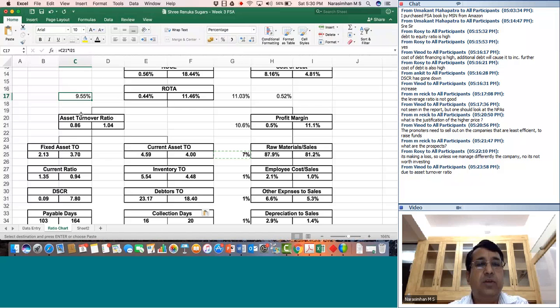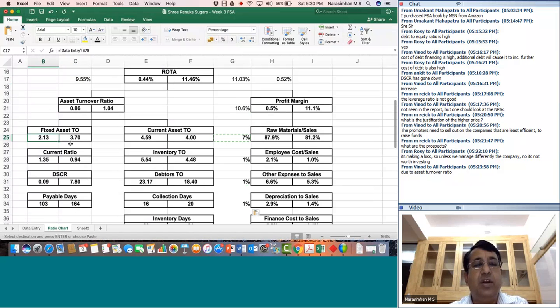So let's come back here to the asset turnover ratio. Let us study quickly how things are happening. We say that when the fixed asset turnover ratio has come down from 3.7 to 2.13, it could also be because of the lower revenue realization. Production-wise, I may be doing the same production, but what I get as a net revenue out of the sale is not that encouraging, so it has come down from 3.7 to 2.13.